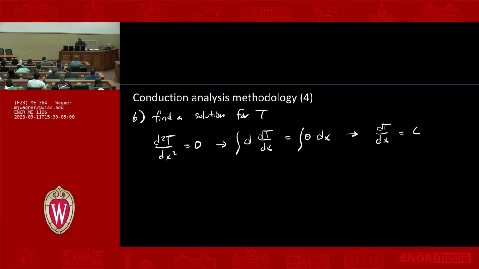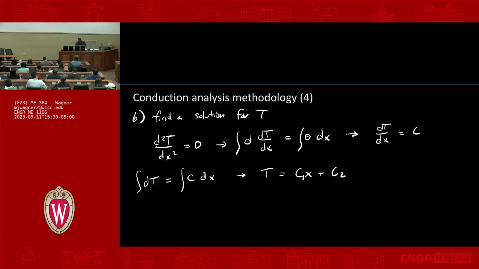So let's do the same thing again. Let's take dT equals C dx. Integrate both sides, and we get temperature is equal to some constant times x. And let's actually call this C1, because now there's two constants. So T equals C1 x plus C2.